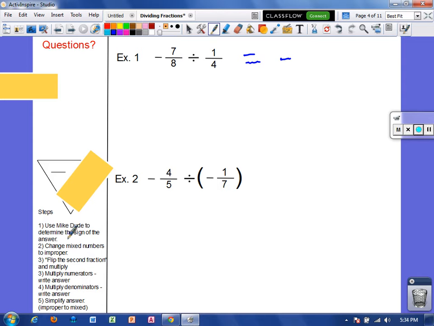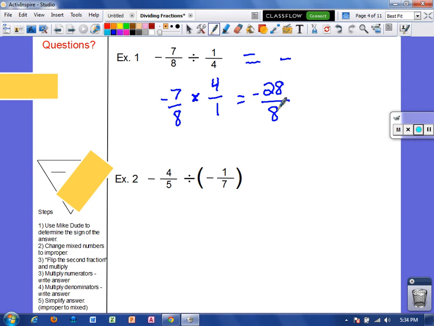So now, I want to change mixed to improper. These are not mixed numbers, so we get to skip step 2. Step 3 says flip the second fraction and multiply. So I'm going to flip the second fraction and then I'm going to multiply. So I have negative 7/8 times 4 over 1. So I'm going to multiply numerators. 7 times 4 is 28. And 8 times 1 is 8. And remember, this is a negative answer. So we have negative 28 over 8.